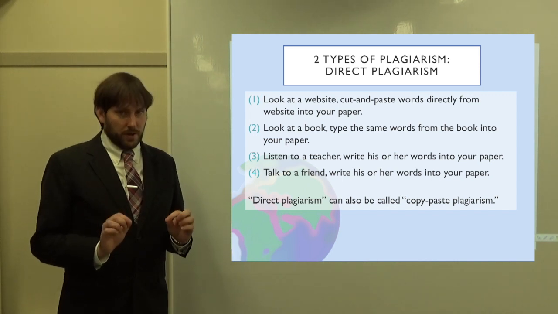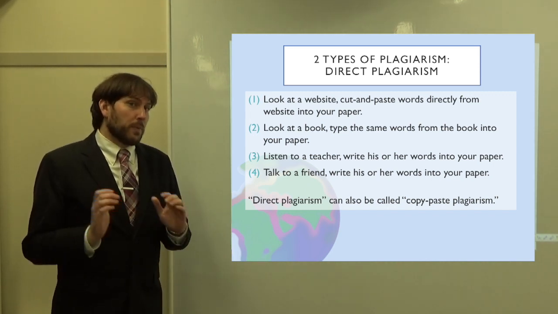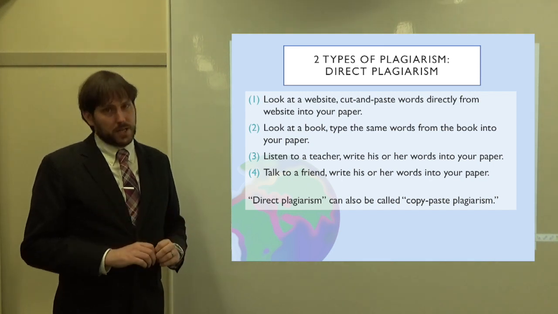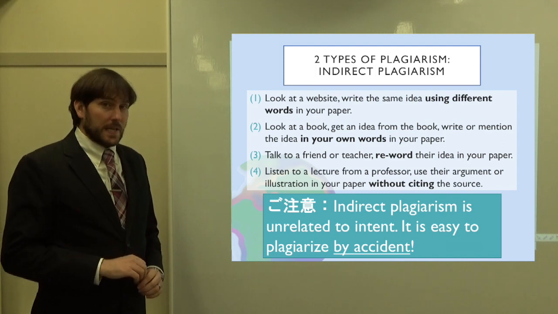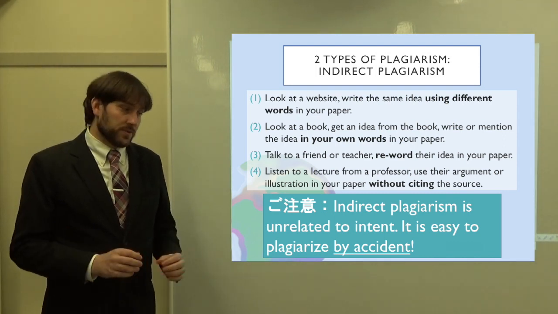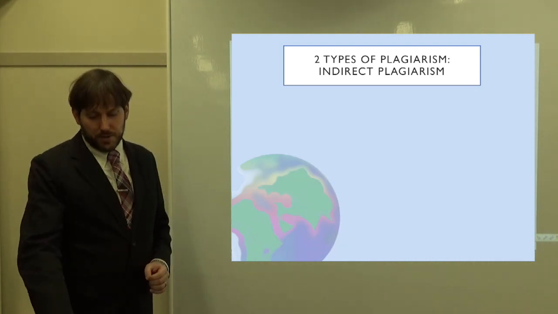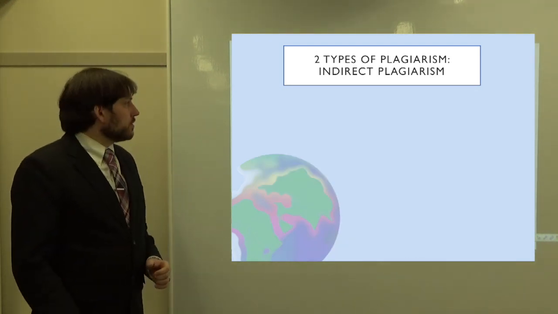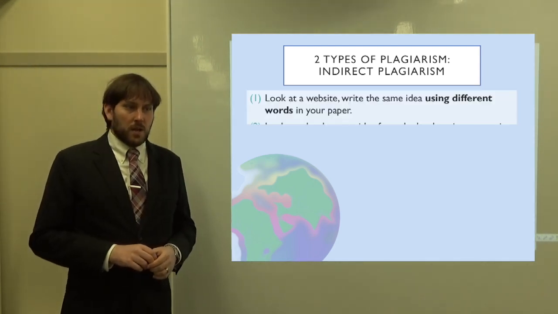Now, let me be clear here. It's plagiarism if you put it in your paper and you do not put a citation. This is the second type of plagiarism. This is indirect plagiarism. So direct plagiarism, you have the same words as the source you are stealing from. In indirect plagiarism, you don't. So you look at a website, you write the same idea using different words.